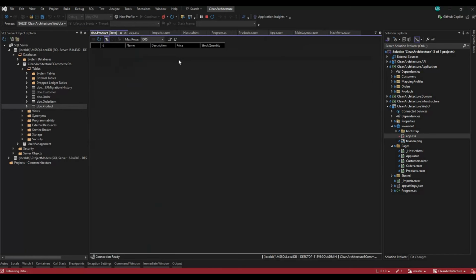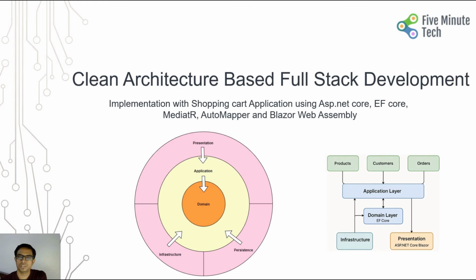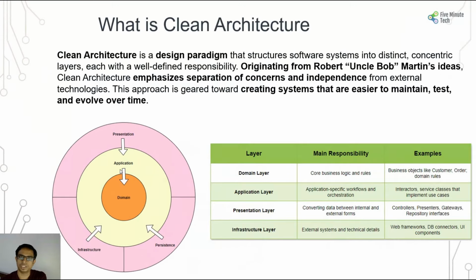Hello everyone, welcome back to the 5-Minute Tech channel. Today we will be talking about clean architecture based application development, in which we will be developing a full stack application based on clean architecture. For this we'll be making a shopping cart application based on ASP.NET Core, Entity Framework Core, MediatR, AutoMapper, and using Blazor WebAssembly for the UI. So let's get started.